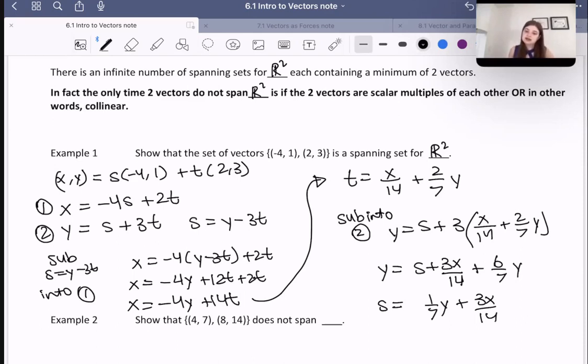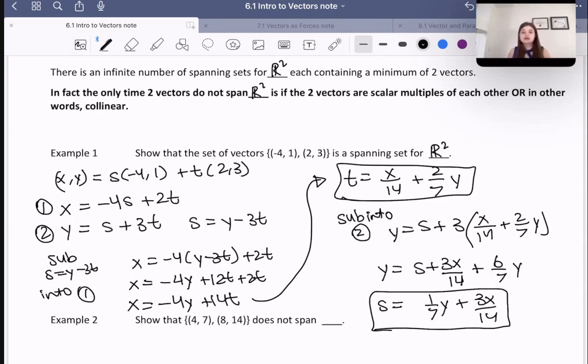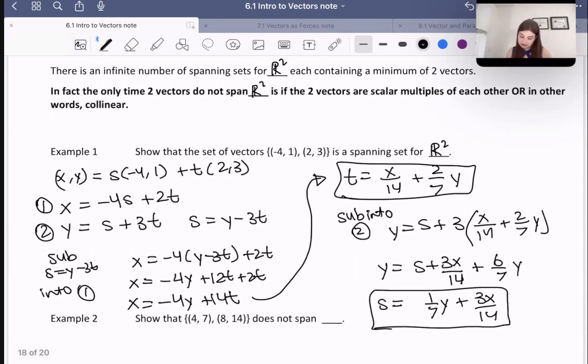We didn't just get numbers. We got that s is equal to this and that t is equal to that, right? And so in this case, there's multiple correct, right? So here we've shown that in this case they are not coplanar, right? They don't have that collinear trait. These are a spanning set, right? Because in this case we had for s and t just combinations of x and y, as opposed to getting actual numbers for s and t, right?